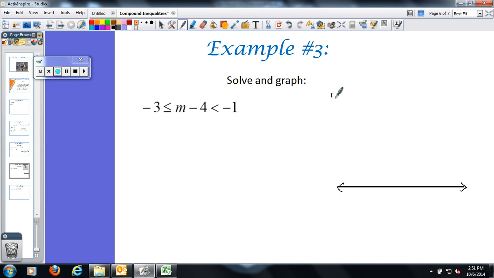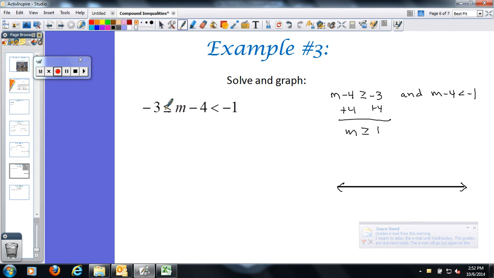Well, I could break it up as m minus 4 greater than or equal to -3, and m minus 4 is less than -1. I could do both of these separately and get the same answer. Or an easier way to do this is, if I was going to solve this one, I'd have to add 4 to both sides, and I'd get m is greater than or equal to 1. Well, I can do the same thing, but I just have to know that when I add the 4, I have to add it to all 3 sections. So this is 1 less than or equal to m less than 3.